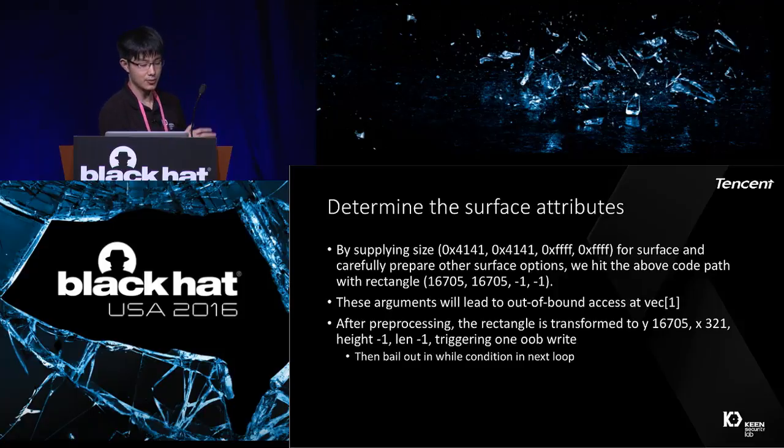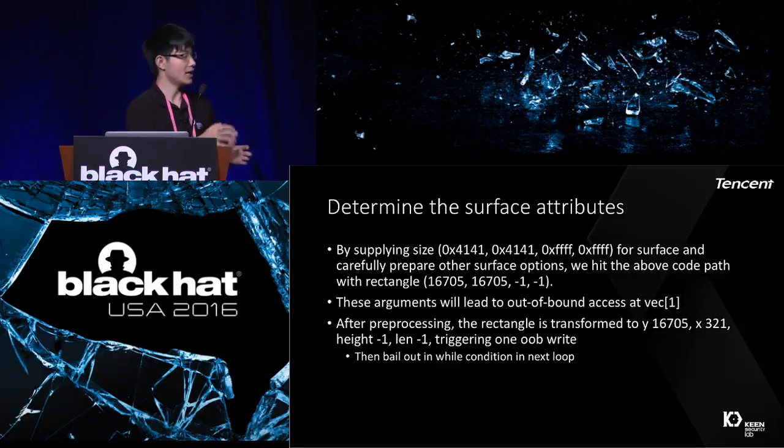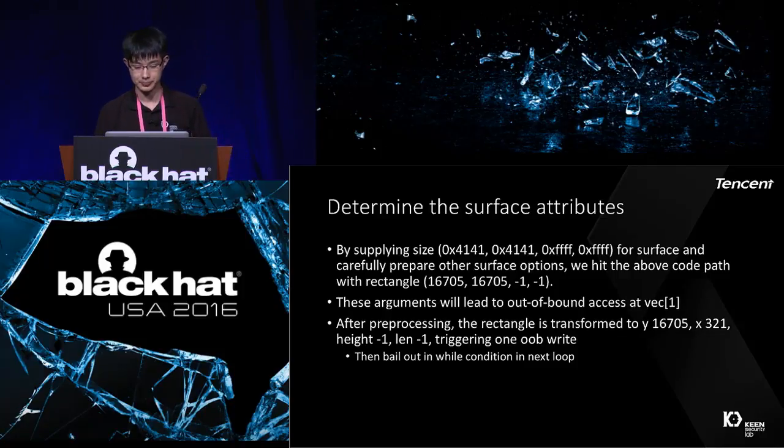And after some testing, we chose to use these 4 attributes, 4141, 4141, FF, as a rectangle, and it will be normalized to y coordinate 16705 and x coordinate 321, and height and length both to -1, and trigger one OOB write, and then it will bail out in the while condition.